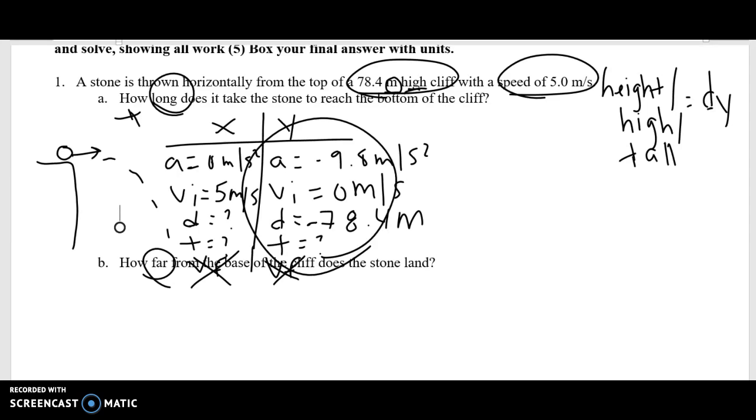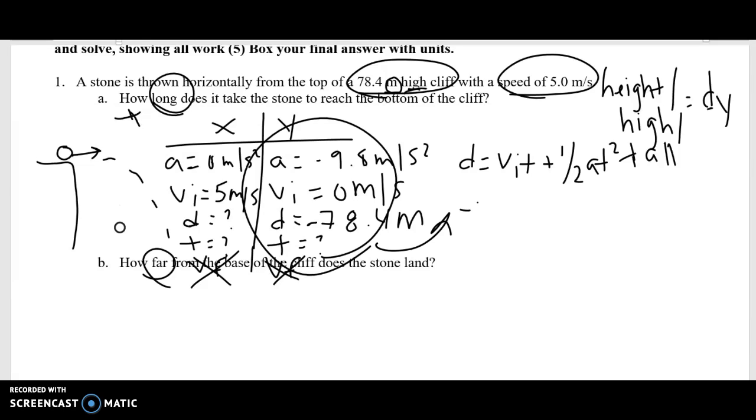Okay, so the equation that I'm going to use is d is equal to VIT plus 1/2 AT squared. I'm going to plug in everything on one side. I can't mix and match. Because I'm finding how long, and I know most of the stuff on the y side and only have one unknown on the y side, I'm going to use everything on the y side to solve.